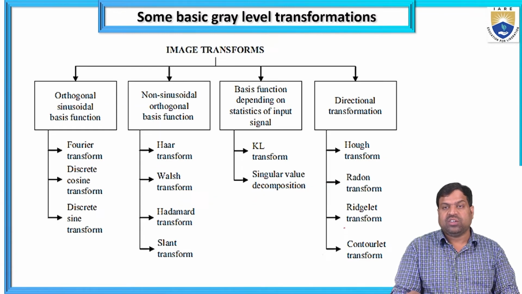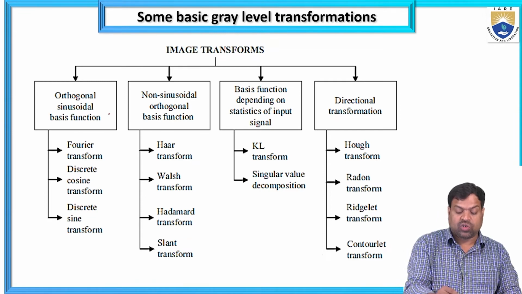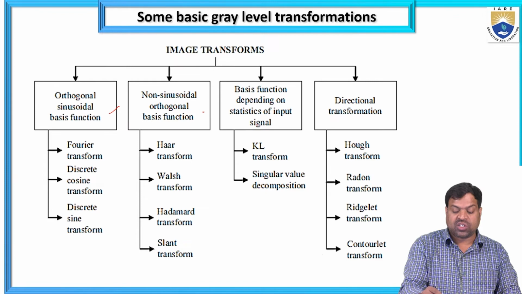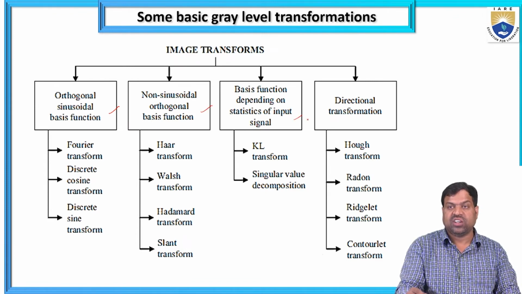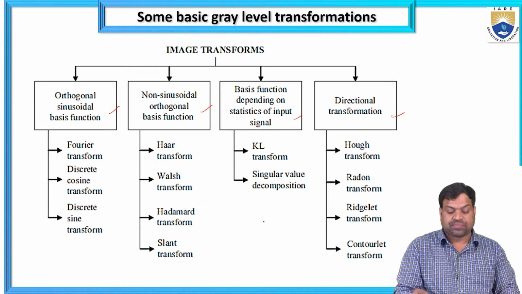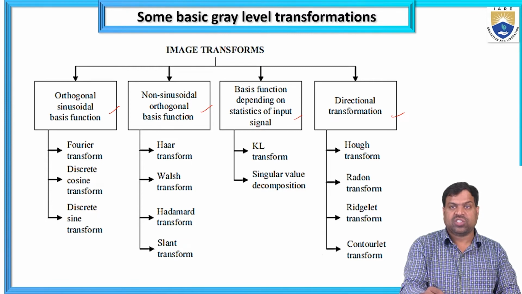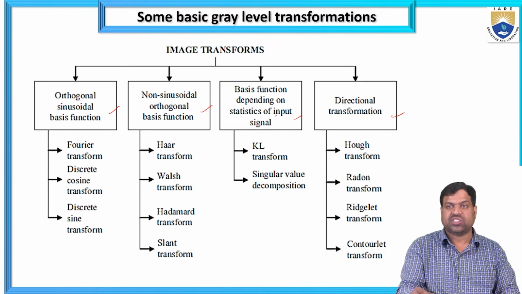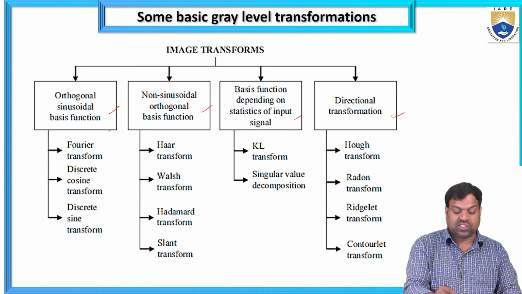So what types are there in the image transform? First, orthogonal sinusoidal basis function, non-sinusoidal orthogonal basis function, basis function depending on the statistics of the input signal, and directional transformation. So in this, how many types are there?